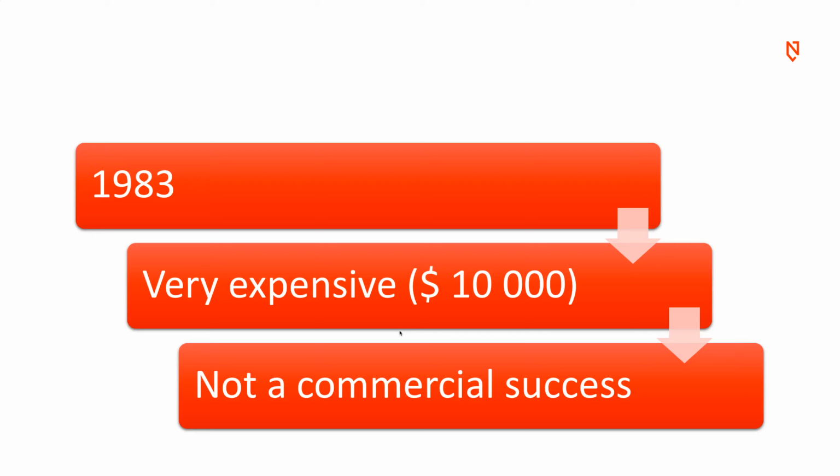The Lisa was released to market in 1983 at $10,000 per unit. This high price tag and the difficulty to write code for it meant it wasn't a great commercial success. But Steve Jobs had a plan to fix that. He wanted to sell a much cheaper version of the Lisa to the public at a much lower cost.